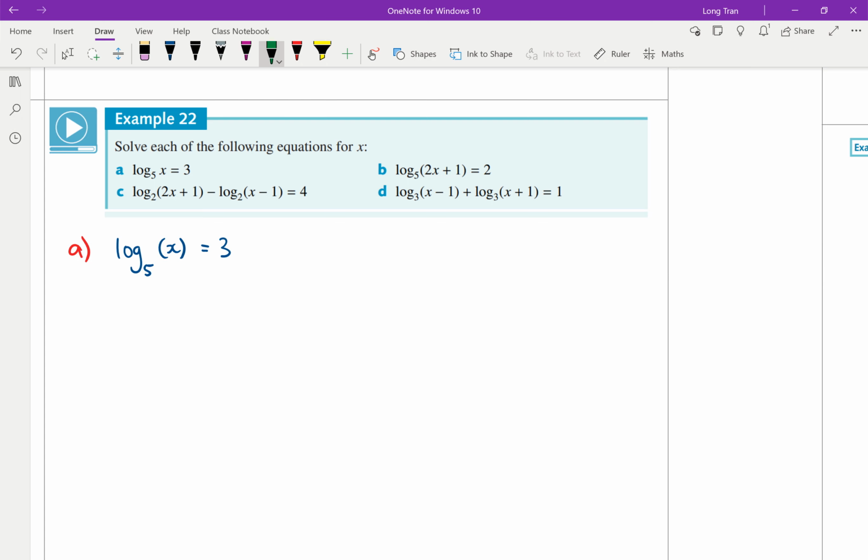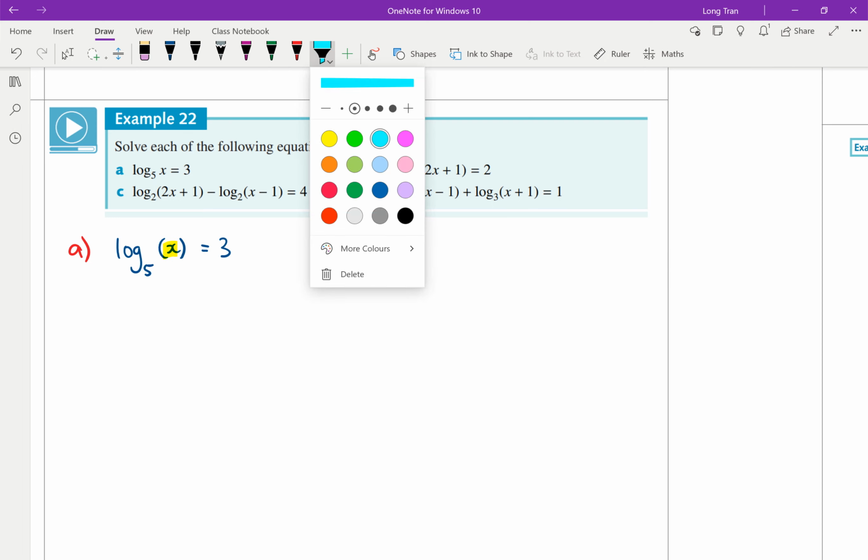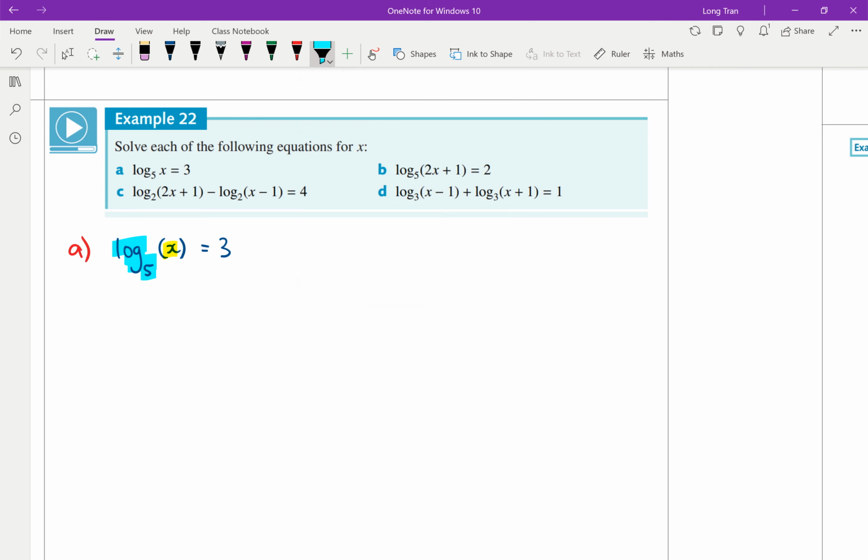It's just inverse operations. So here I want to find x. That means I need to get rid of the log base 5. Now, the opposite of logarithms is exponential. In this case, it's log base 5, so then I need an exponential base 5. So on the left-hand side, I'm going to do 5 to the power of whatever's on the left. And then I'm going to do the same thing. I'm going to do 5 to the power of whatever's on the right.